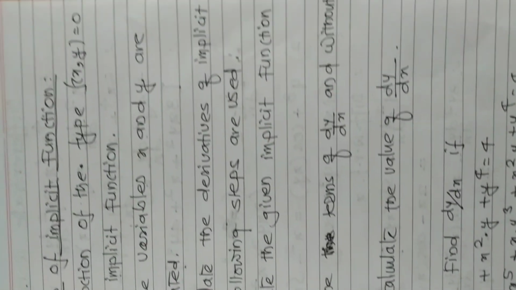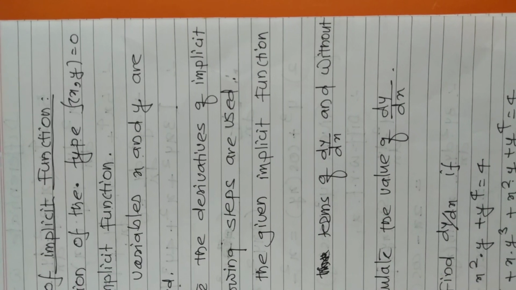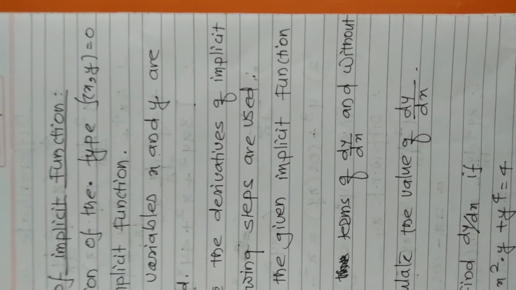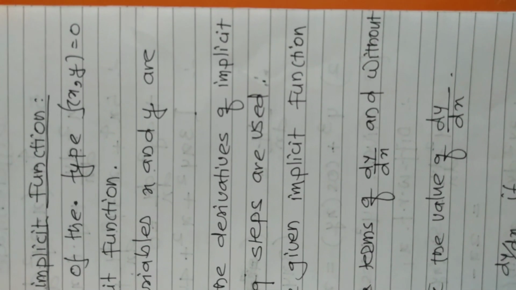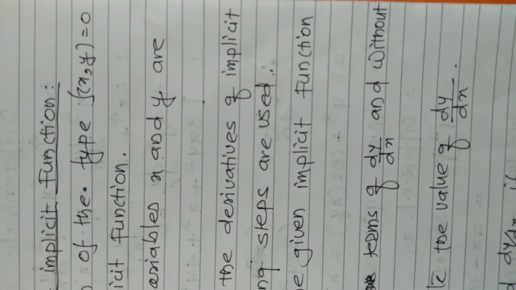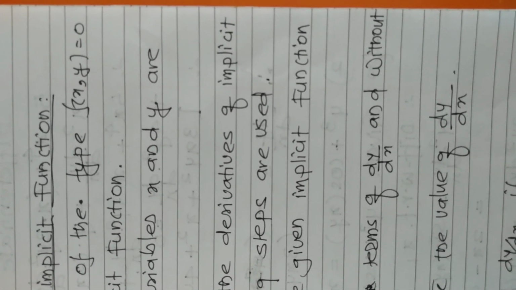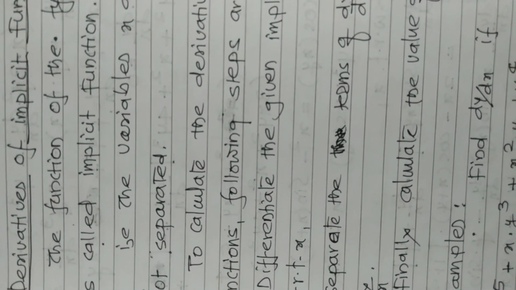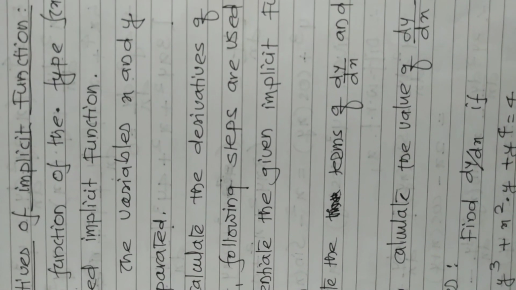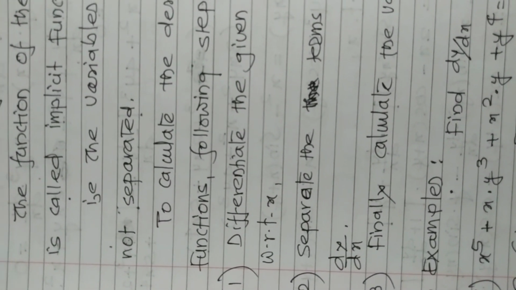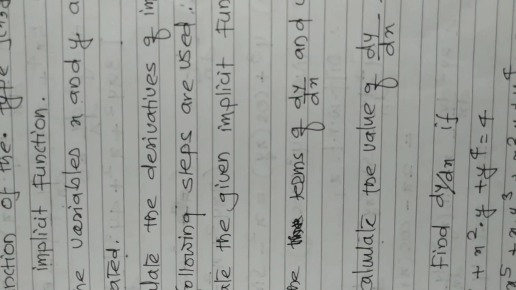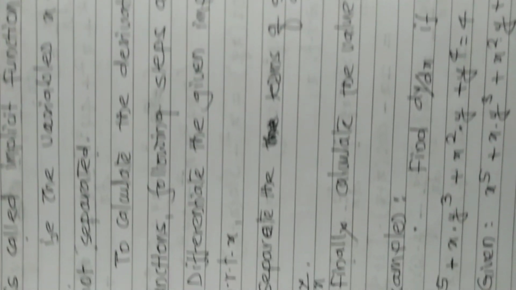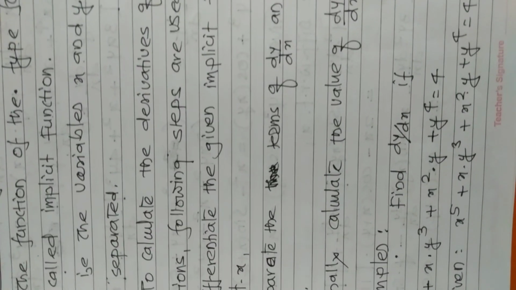There are basically two types of functions. y equals f of x, those are called explicit functions, but f of x comma y equals 0, those are called implicit functions. That means the variables x and y are not separated easily.